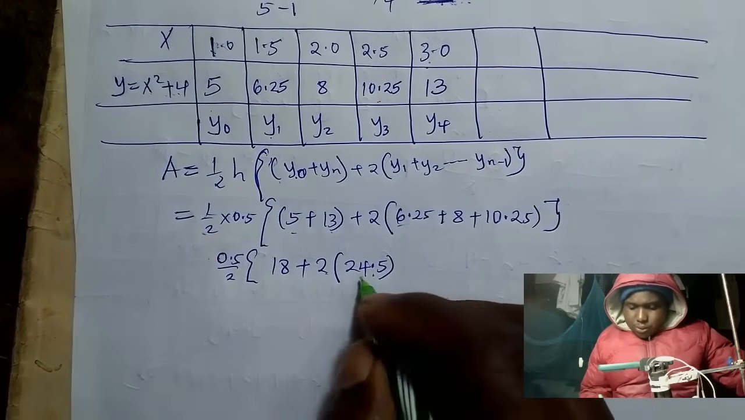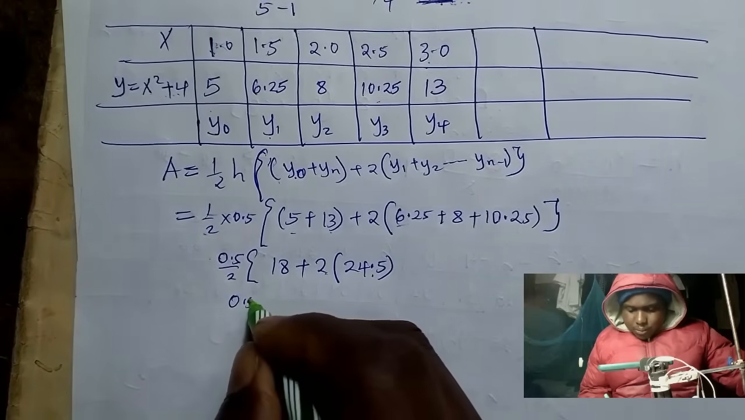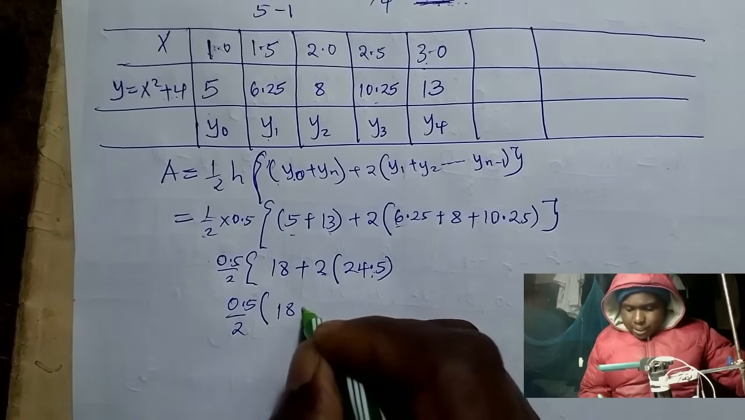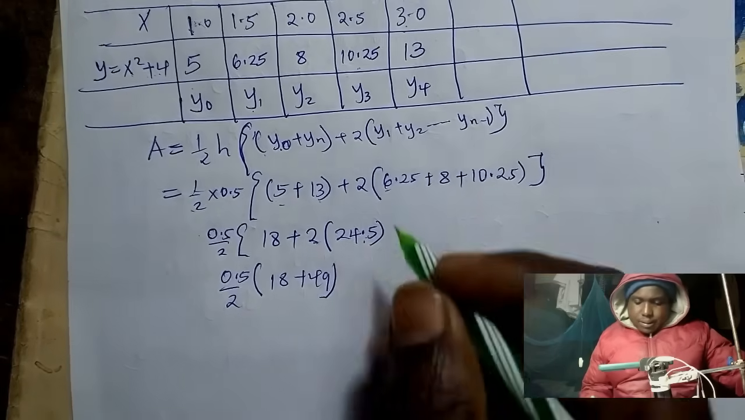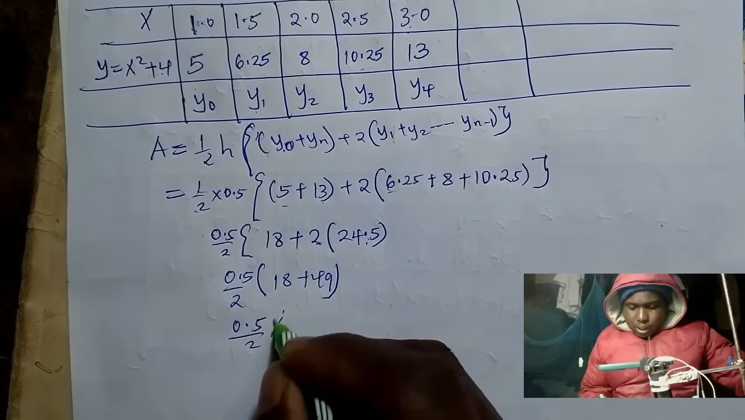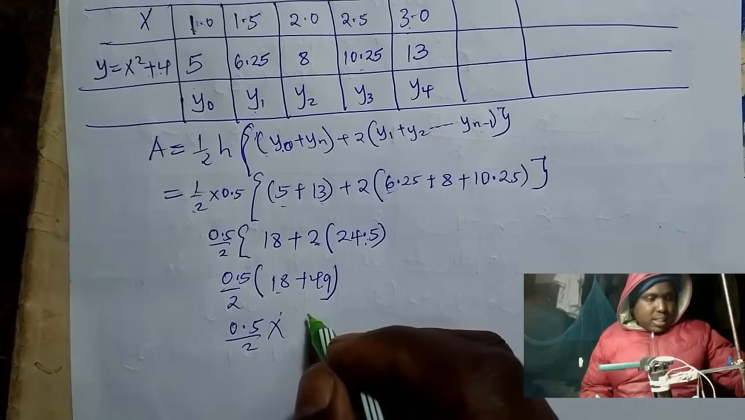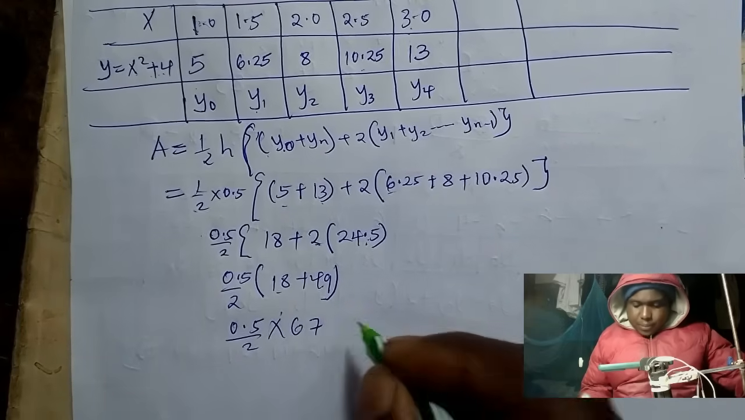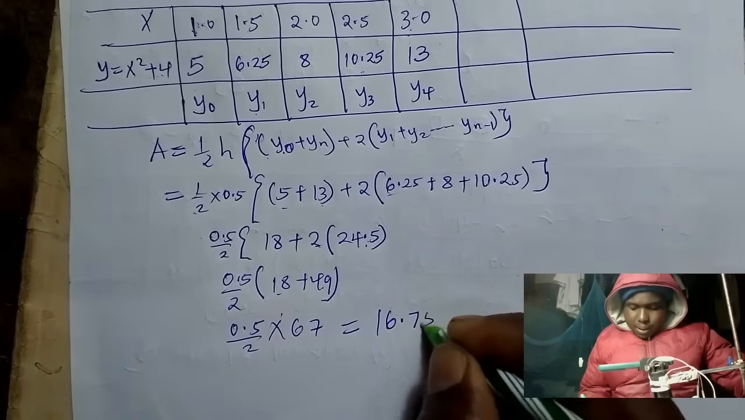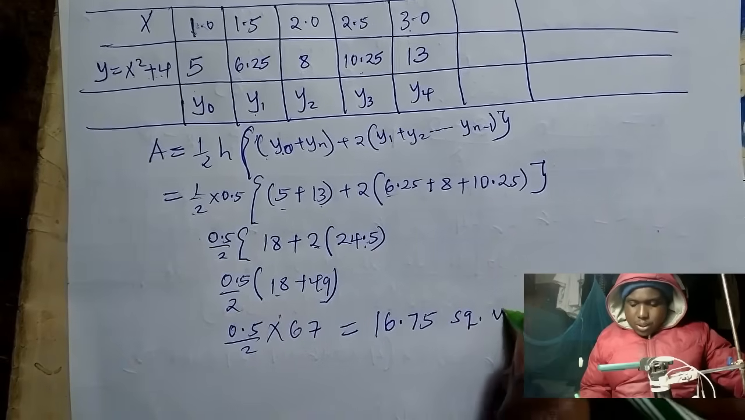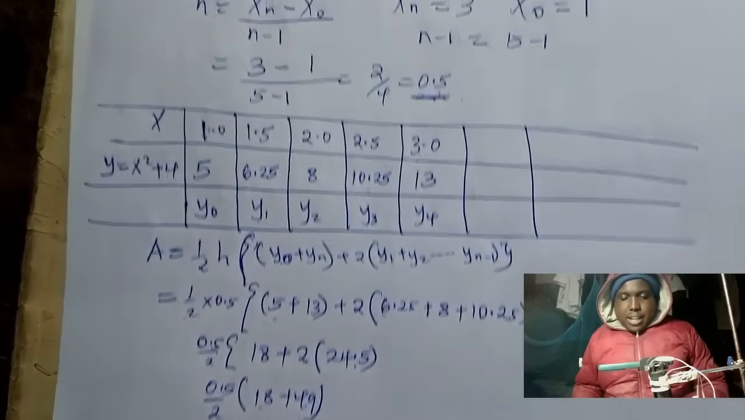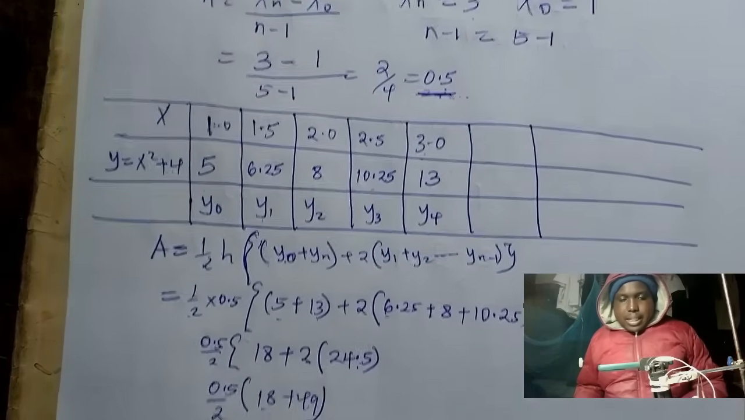24.5 times 2 is 49. So we have 0.5 over 2, step by step. This times this, we have 18 plus 49. 0.5 over 2 times, the total here now is 67. And this one, use your calculator, it will give you 16.75 square units. And that is how you get your area very comfortably like that.